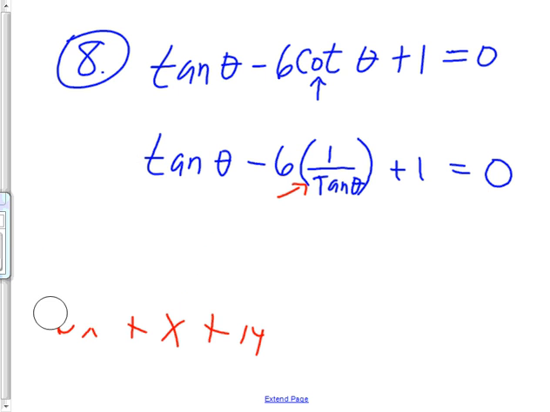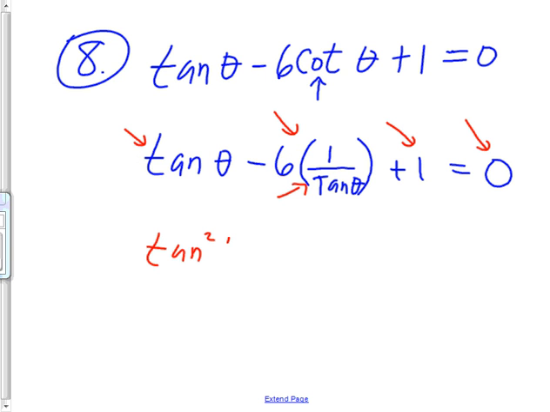Same idea, if I want to get this one fixed, I can get rid of that tangent in the denominator by multiplying everything by tangent. So if I multiply this by tangent, and this by tangent, and this by tangent, and this by tangent, here's what I get. Tangent squared of theta minus, if I multiply by tangent, the tangents will cancel, so it'll just be minus 6 plus, and then 1 times tangent is tangent of theta, and then 0 times tangent is 0. Let me just make sure for a second I did that right. Multiplied everything by tangent. Yep, okay.